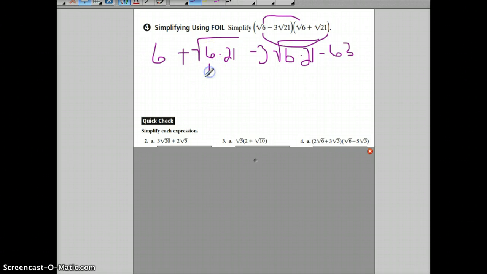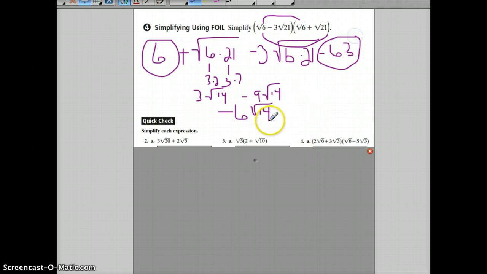Because we have a factor of 3 here and a factor of 3 here, and that's 3 times 2, and that's 3 times 7, simplest radical form for the square root of 6 times 21 is going to be 3 root 14. Over here we already have a factor of 3, so that's going to be minus 9 root 14, which when we combine those gives me negative 6 root 14. And then we have our 6 here and our minus 63, which combine to make negative 57. So we have negative 57 minus 6 root 14. We'll do another example like this in class. Please make sure you ask.